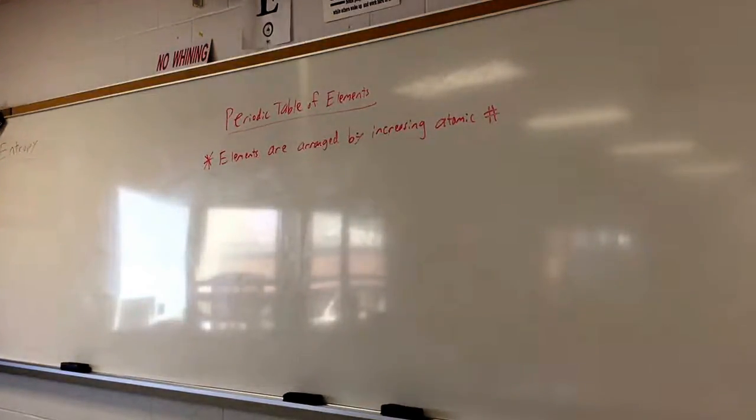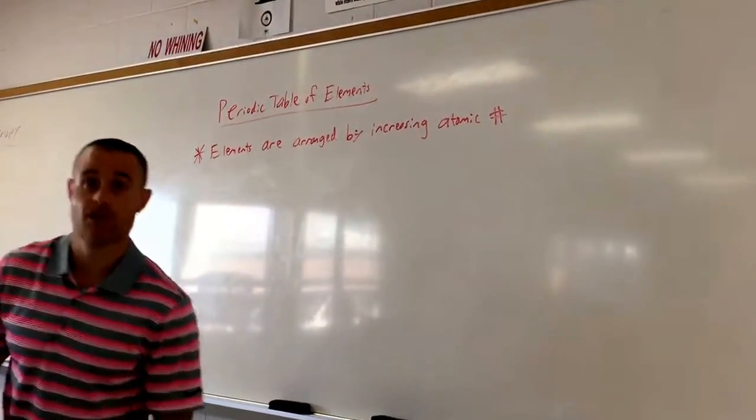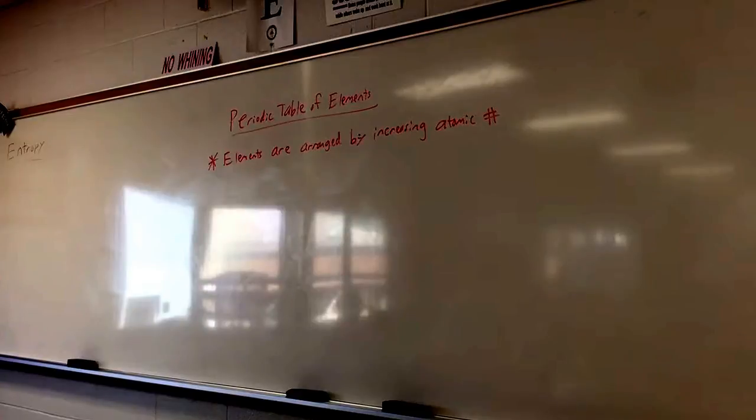Okay, so elements are arranged by increasing atomic number. If you look to the side over here, what's the atomic number of hydrogen? 1. What's the atomic number of helium? 2. Lithium? 3. Beryllium? 4. Boron is 5. 6 is carbon. So they go 1 all the way up to 118. It's not all there yet because this was made a long time ago.